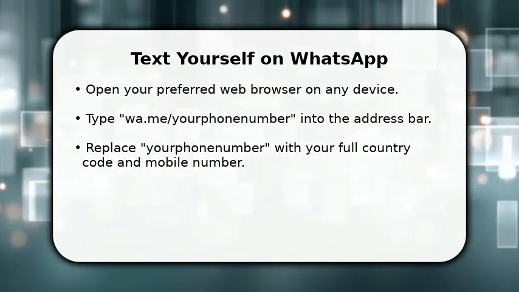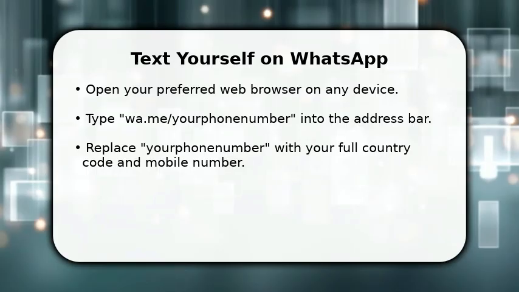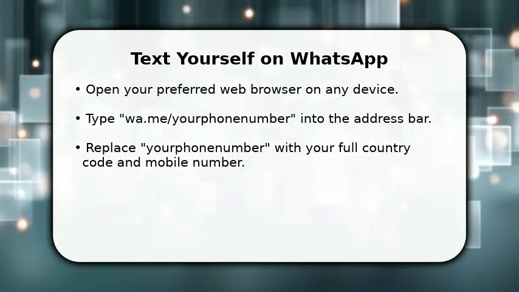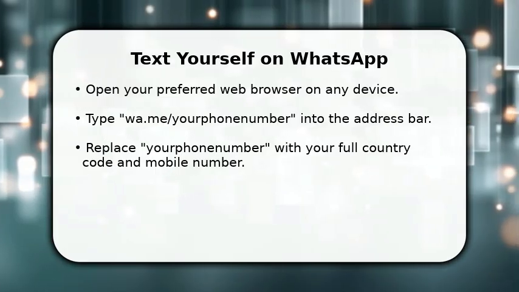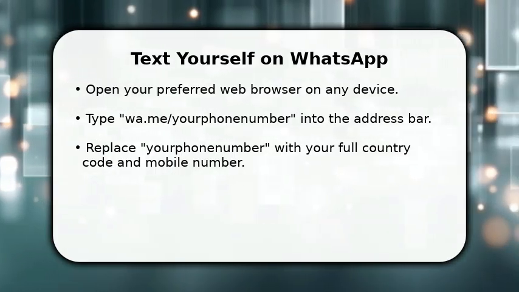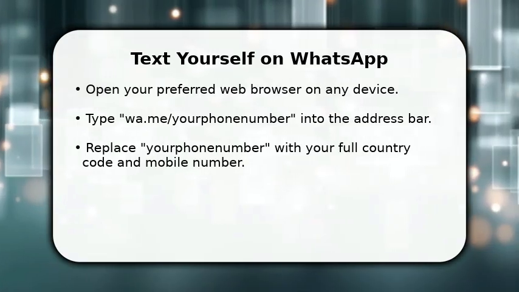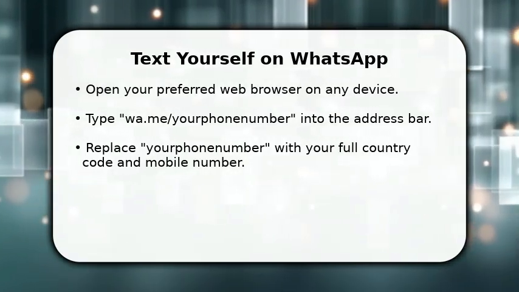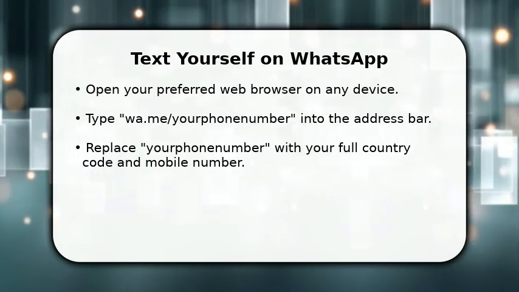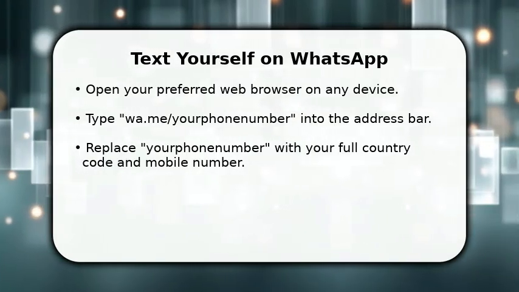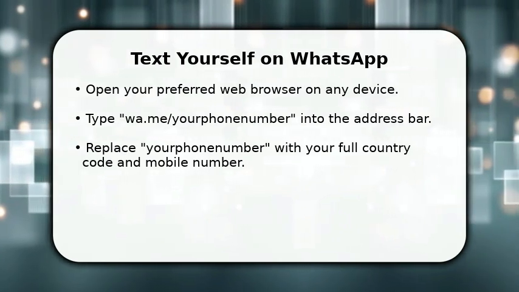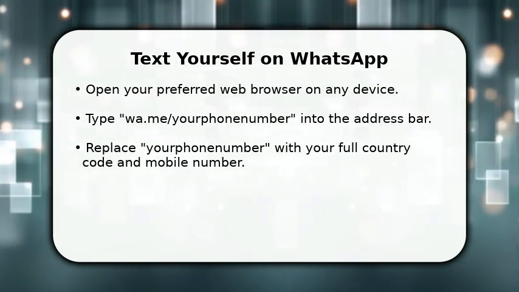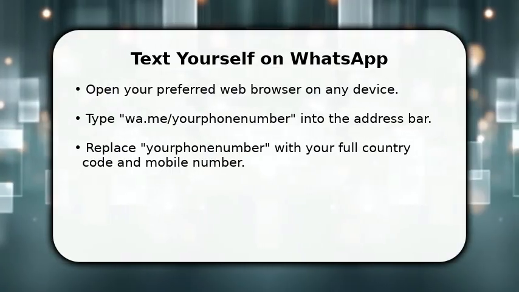In the address bar, type wa.me/ followed by your complete phone number, including your country code but without any plus signs or dashes. For example, for a US number, it would be wa.me/12345678900. Press Enter, and then select Continue to Chat to instantly open a new chat with yourself. It's a simple, two-step process.